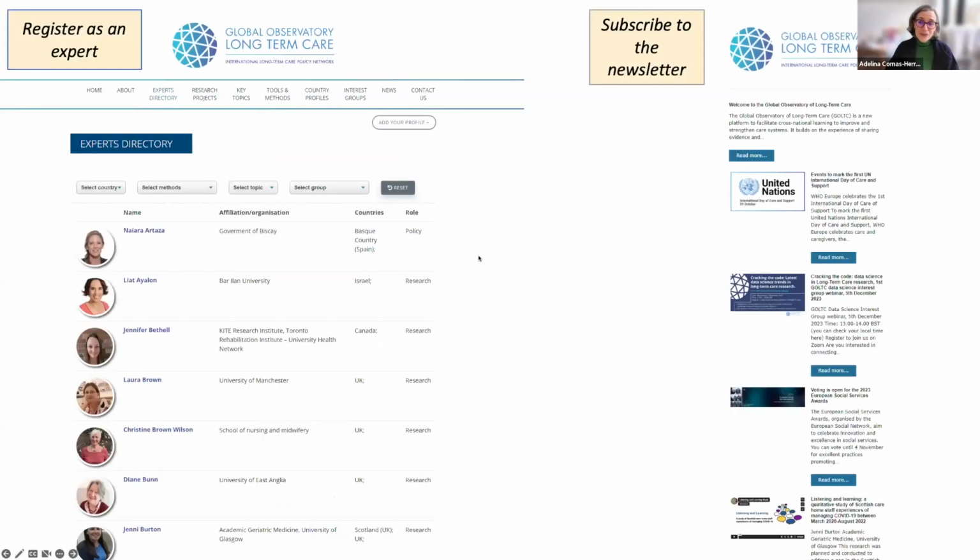And if you want to be part of the observatory, there's one thing you need to do, which is to register as an expert. And for that, you will find there's a button on the experts directory called Add Your Profile. And that's the way that you become a member of the observatory. It is free. And if you don't want to become a member, but you just want to receive the newsletter, there's also that option on the front page of the website.